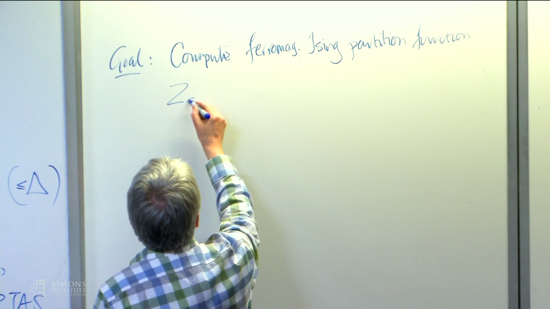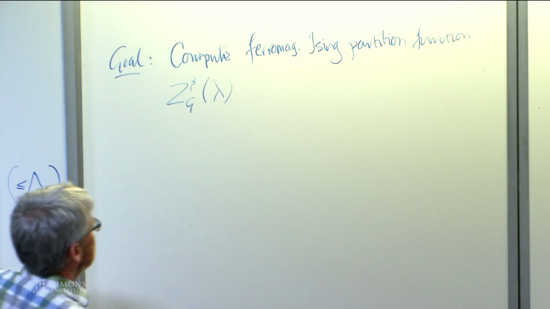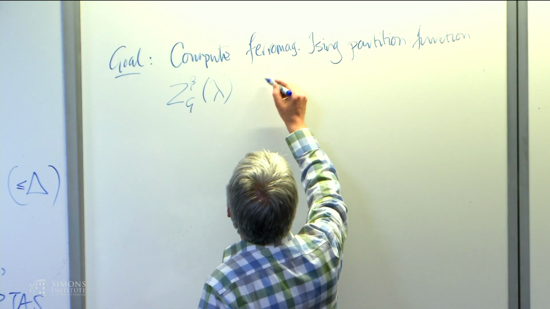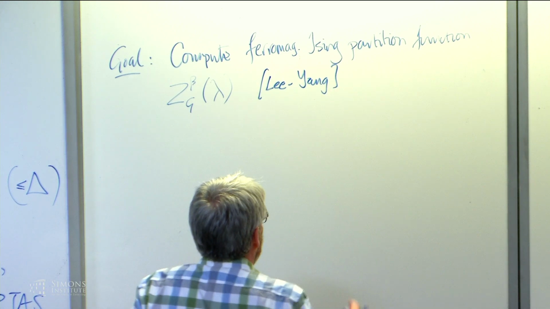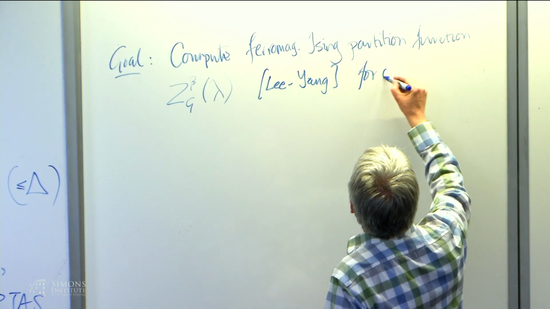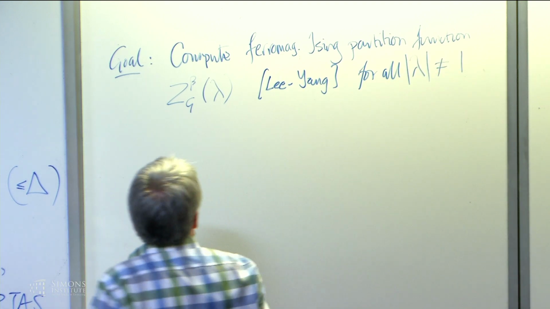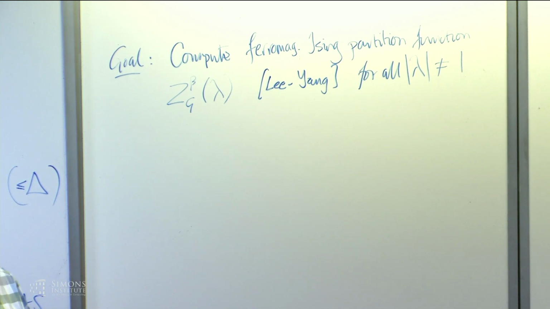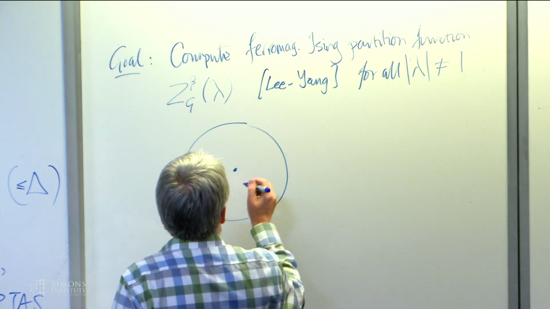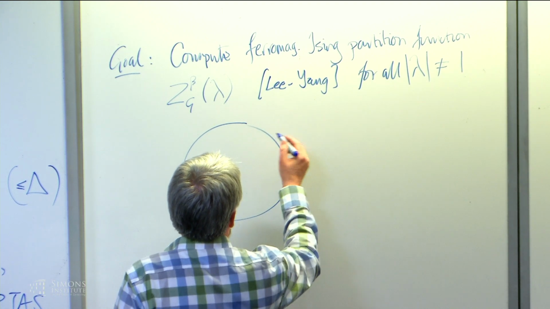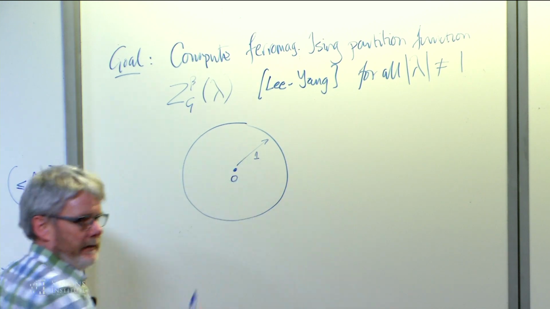Which I've been writing Z_G. This is in the Lee-Yang parameterization, and this is going to work for all lambda not equal to 1. As we know, the zeros lie on the unit circle, so we're in this setting. Point 0, this is the unit disk. And we know that there are no zeros inside the disk.